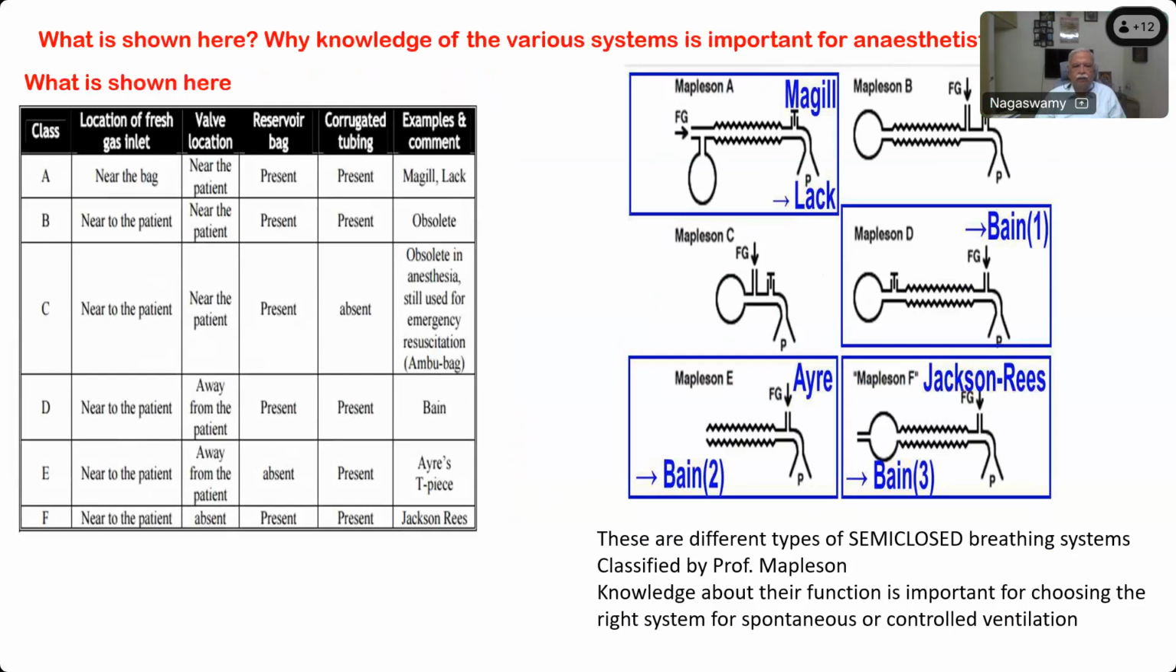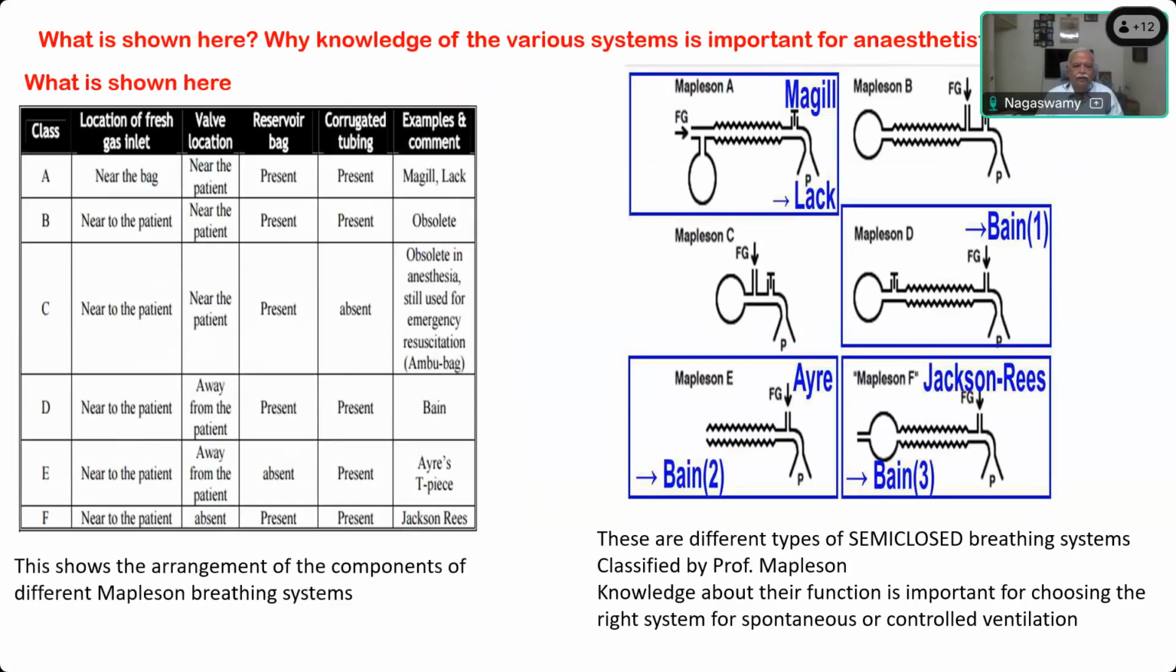What is shown here? The position of components, APL, very good. This shows the arrangement of the components of different Mapleson breathing systems. Mapleson A, location of fresh gas flow is near. So these are the things which you have to know. Where is the fresh gas flow? Where is the expiratory valve? Where is the reservoir bag? How much is the corrugated tubing, whether it is present or absent? Examples and comments. What are all the types that come under that?